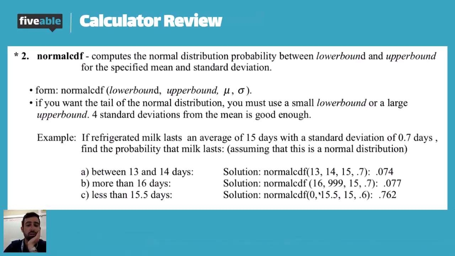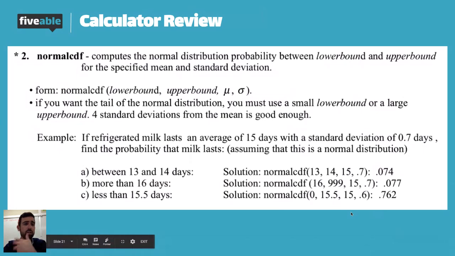Less than, it's very similar. You use a really small number. You use your upper bound, your average, and then your standard deviation. It looks like I messed up there on the type, had a little typo. That shouldn't be 0.6, that should be 0.7.